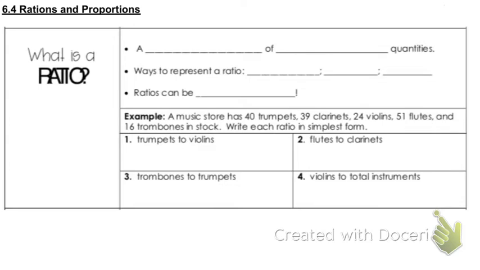Geometry, you guys will be able to solve ratios and proportions, section 6.4, okay? So, what is a ratio? It looks kind of like patio, the way the words are smushed together. But it's ratio, okay? A ratio is a comparison of two or more quantities. So you're comparing two or more quantities, numbers, together.